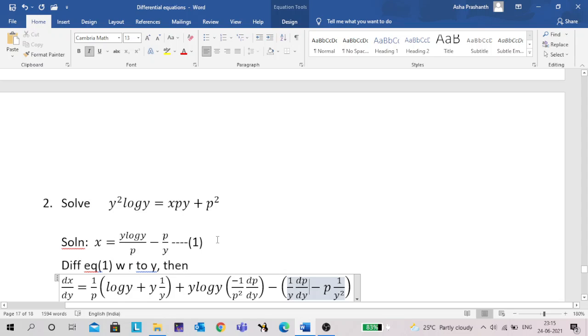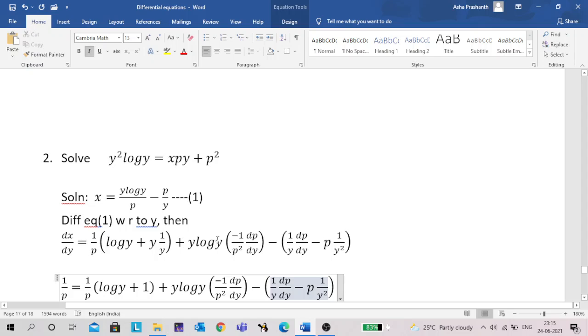After separating that, what we will do? Yes, we have to differentiate the equation with respect to y. This differentiation of x with respect to y means dx by dy. Here also I am applying the product rule, 1 by p, and if you are going to differentiate the numerator part, here also again you have to apply the product rule, right? 1 by p, y log y into the differentiation of log y is 1 by y, right? Then log y into the differentiation of y is 1. Okay, the numerator part is over.